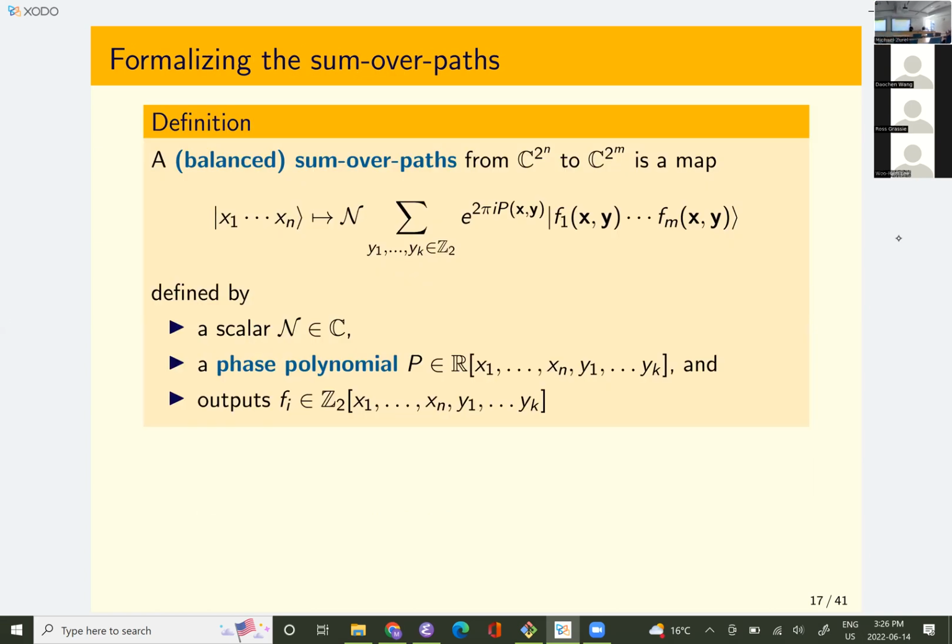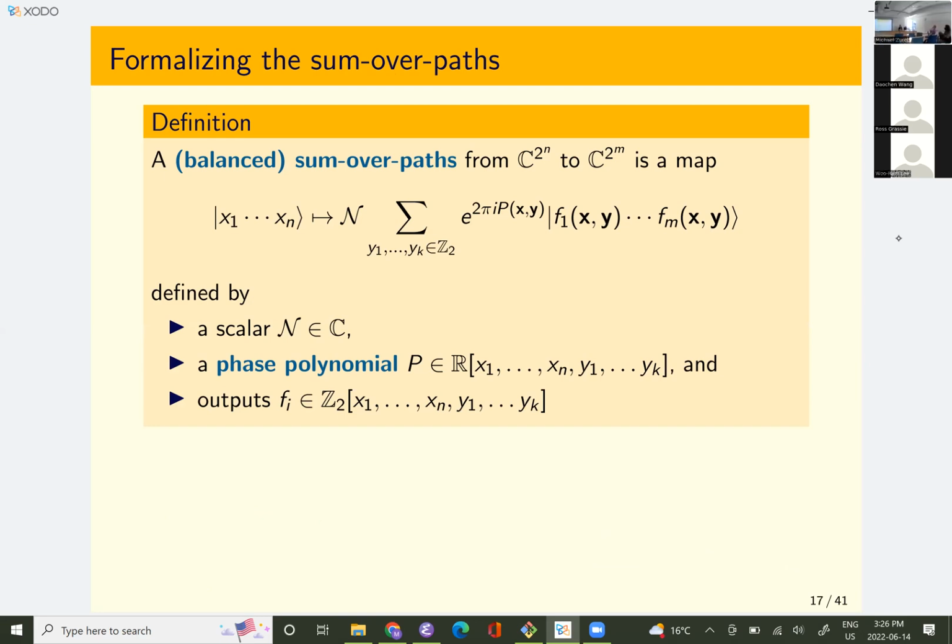But in those previous results, they weren't looking at the sum of paths as a representation of quantum computation. They were looking at it as kind of a tool for doing these proofs, right? So in order to use the sum of paths as a representation of quantum computation so that we can manipulate it as a mathematical object, we need to formalize it.